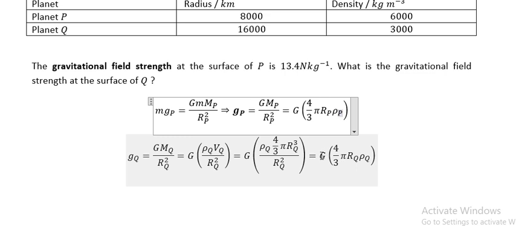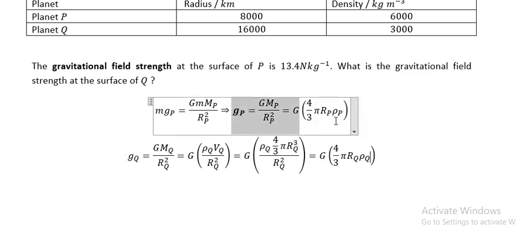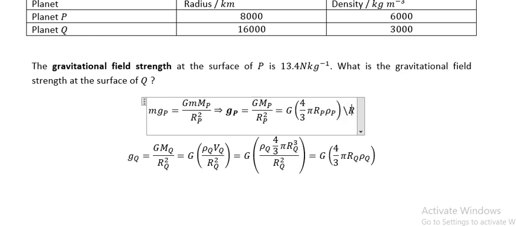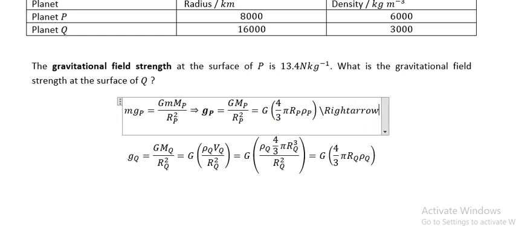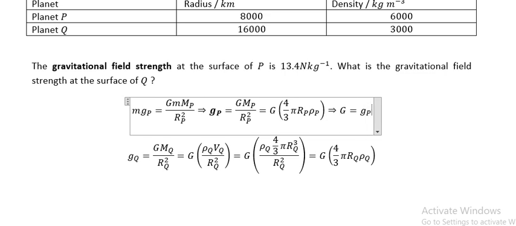Alright, now you see that what is lacking here is basically G, because we know the radius of Q, we know the density of Q. Alright, so what is lacking is G. So I'm going to use the first equation to find G. So from this first equation, what is capital G? Our capital G is the gravitational field strength at P divided by everything here. Okay, divided by everything there.